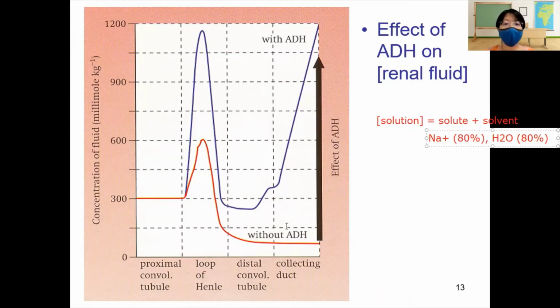Now, next part is, let's see, the collecting duct. Collecting duct when there is ADH and collecting duct when there's no ADH. So when there's ADH, the concentration increases very fast, right? So why does the concentration increase so fast? Megan? Yeah, the collecting duct.